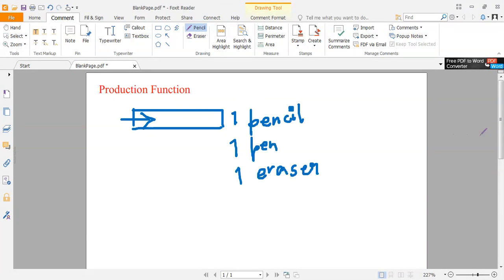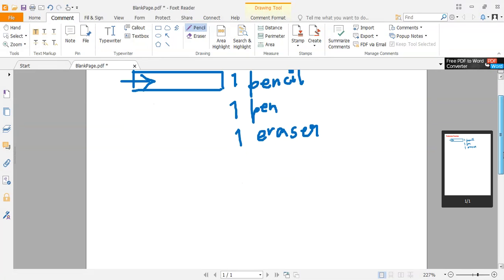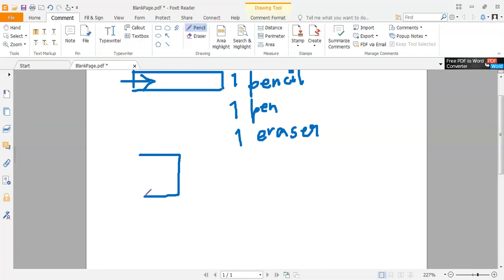Now, what will my production function look like? Essentially, my production function will again look like a machine. I'll be inputting values of pencil, pen, and eraser, and in return I'll get one unit of pencil box. So I put in one value of pencil.